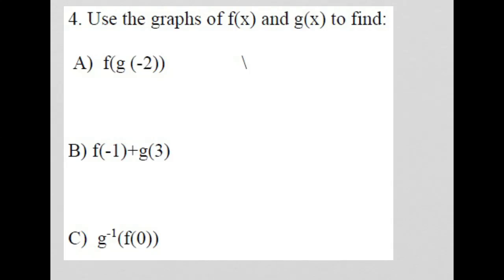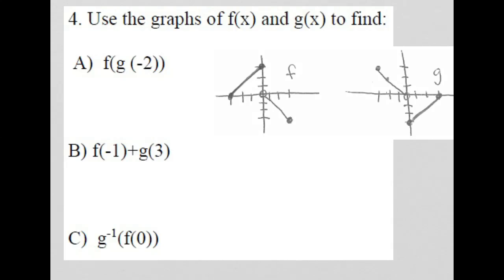Use the graphs of f of x and g of x to find these values. Well, Mr. Reed, now would probably be a good time to actually show you the graphs. There you go. So here's the deal. We didn't really talk about this in class, but this is actually exactly like the tables when you use the table to evaluate a function or a composition of functions or a combination of functions like B here. So again, it all comes from understanding how to read the information.